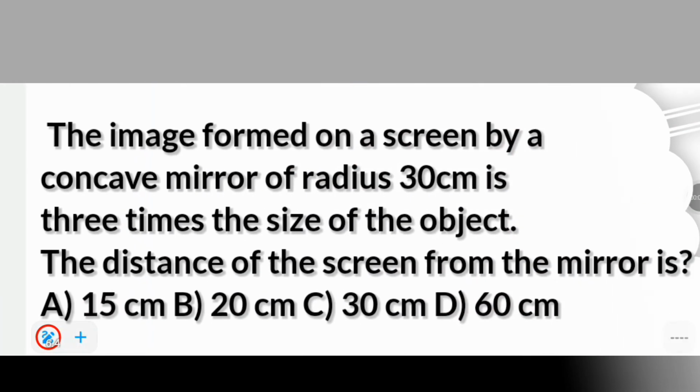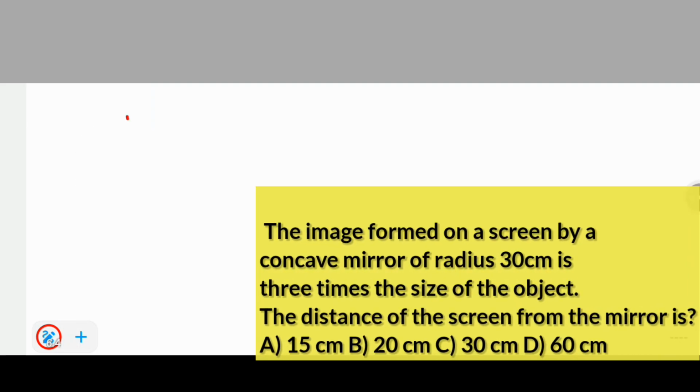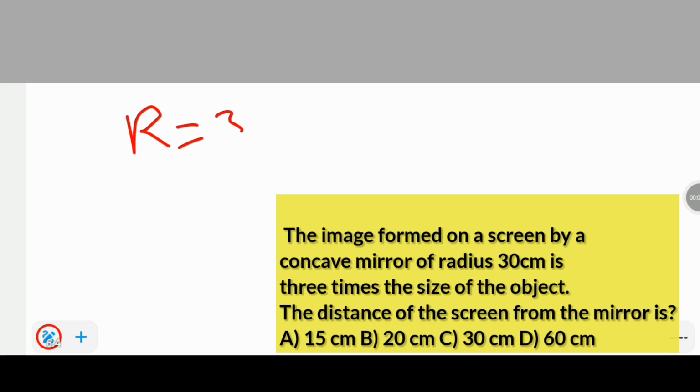For this next question, we are told that the image formed on a screen by a concave mirror of radius 30 centimeter. So r is 30 cm. This r is the radius of curvature. It's 3 times the size of the object. So the image is 3 times the size of the object. That means the magnification is 3.